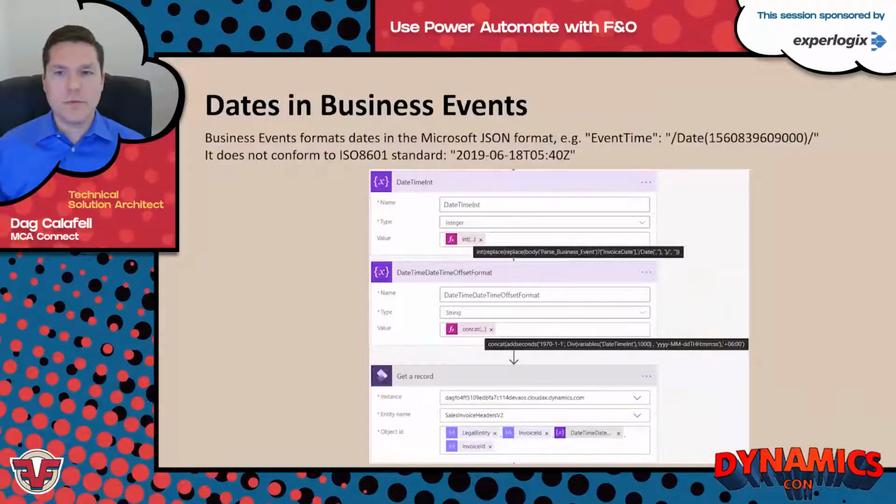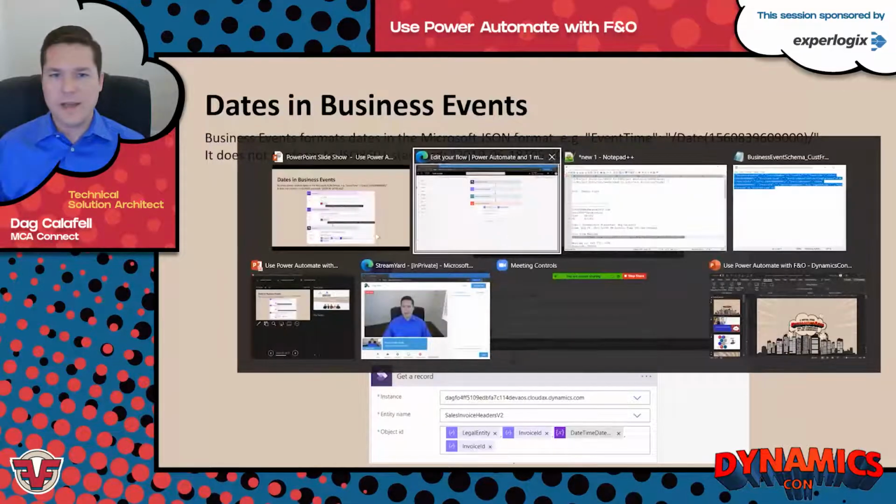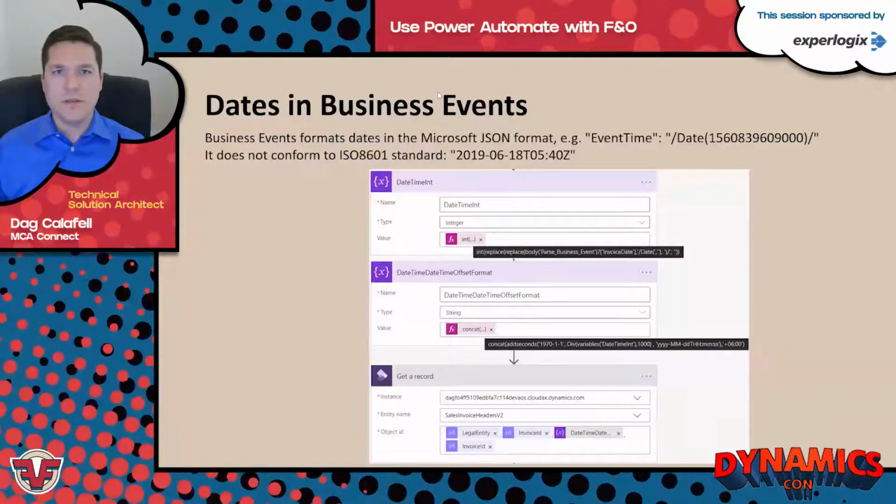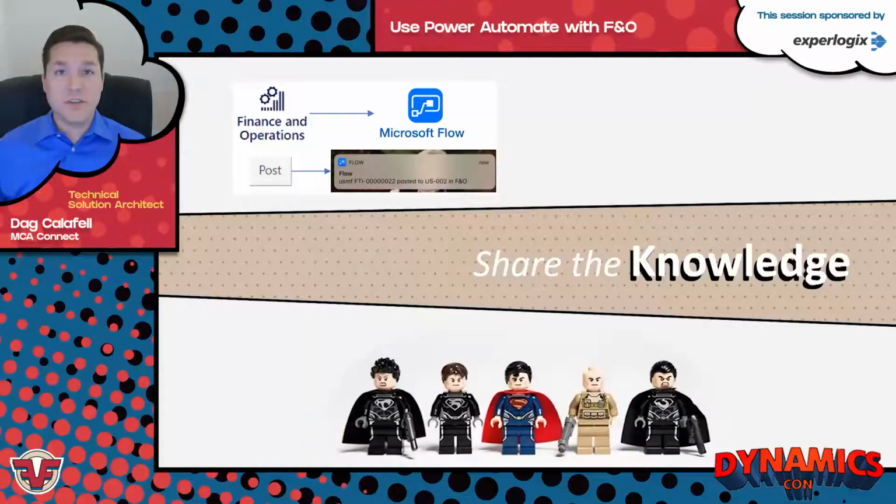Another little pro tip is that business events formats dates in a Microsoft JSON format. It doesn't conform to ISO 8601. So there's a set of formulas you need to use in order to get the actual date and time. I know that they are available to you. If you were to just search on Bing, you would find those formulas, but here they are also in the presentation for you. A challenge for you is share the knowledge, right?